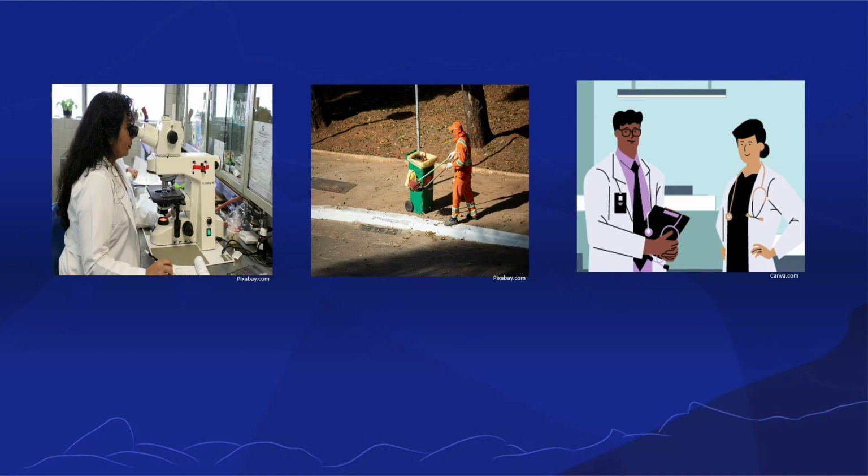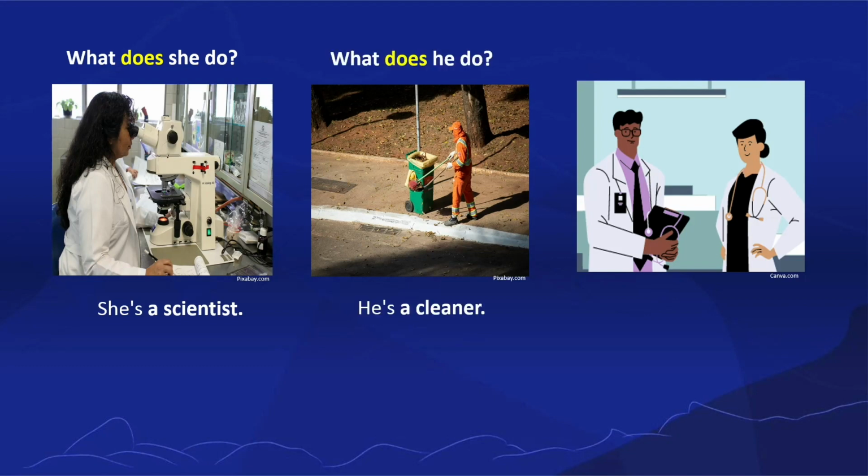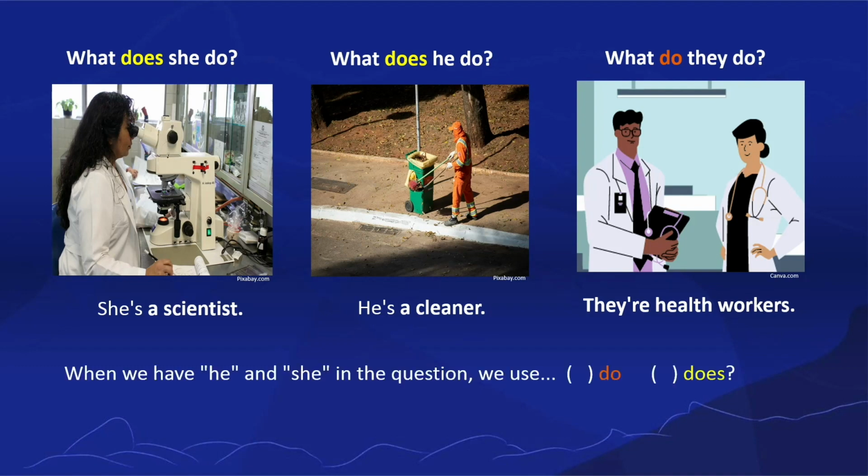Now look. What does she do? She's a scientist. What does he do? He's a cleaner. What do? They are health workers. Pay attention, guys, to the question. When we have he and she in the question, we use do or does. Does. Very good. That's it. That's correct. Now, let's go to the second question.